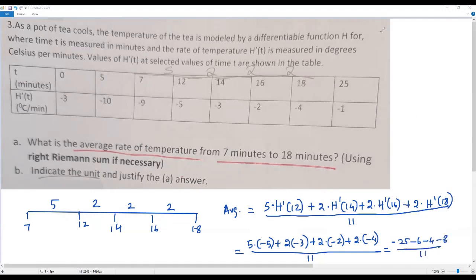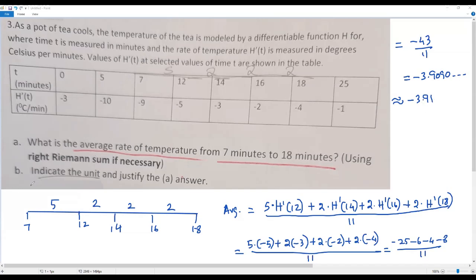Okay, now let me continue. When I add negative 25, negative 6, that is negative 31; negative 31, negative 4 is negative 35; negative 35, negative 8 is negative 43. It has to be divided by 11. When I divide negative 43 by 11, I am getting negative 3.9090, and it keeps going, so I can round it to the nearest hundredth. I'm getting negative 3.91. Now I have the average rate of temperature change from 7 minutes to 18 minutes: negative 3.91.